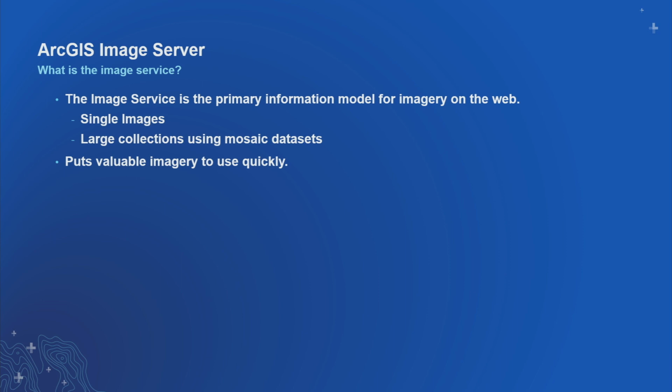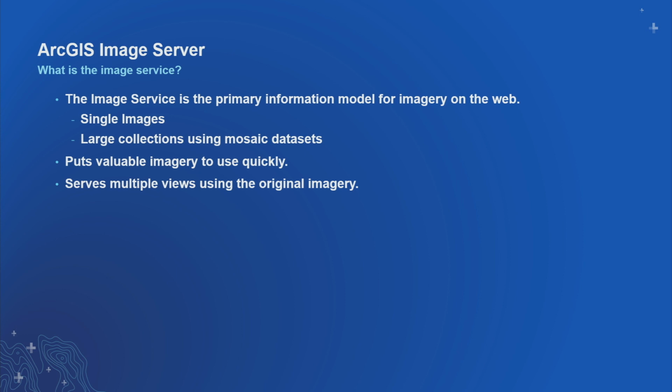The benefit of using the image service is that it allows you to put imagery into use quickly. You could have a large collection of images, create a mosaic dataset with it, and share it with other stakeholders by creating an image service. They can then quickly use that input and do their analysis on their end using all the platforms that are available. It also allows you to view multiple views of the original imagery.